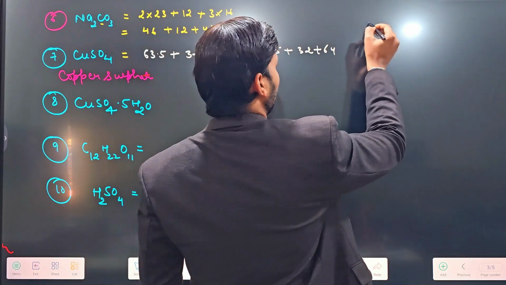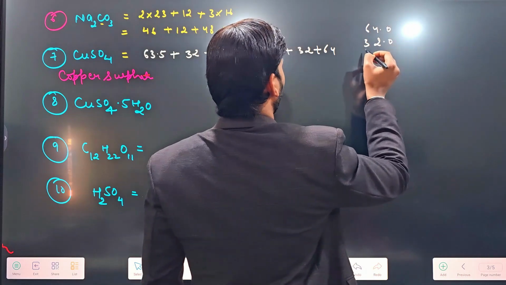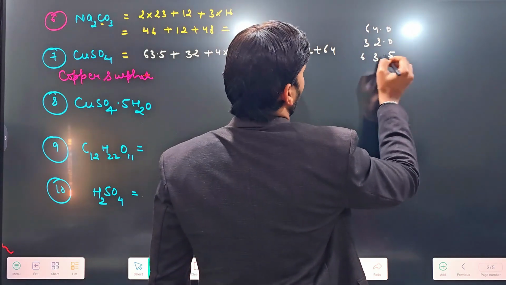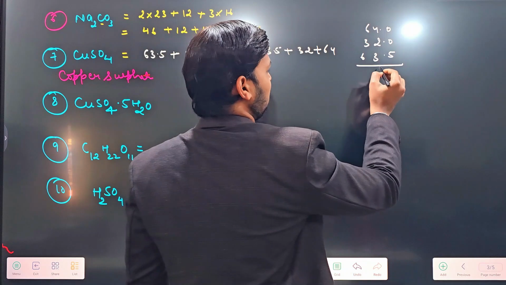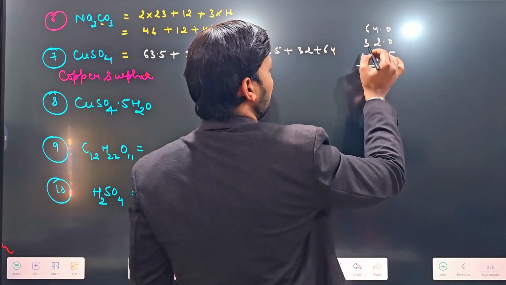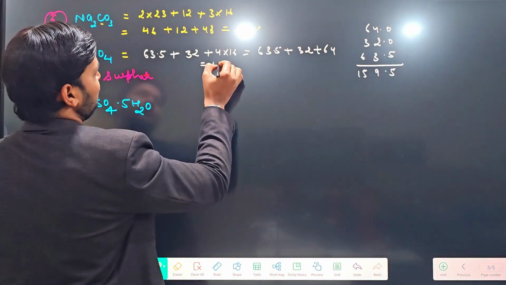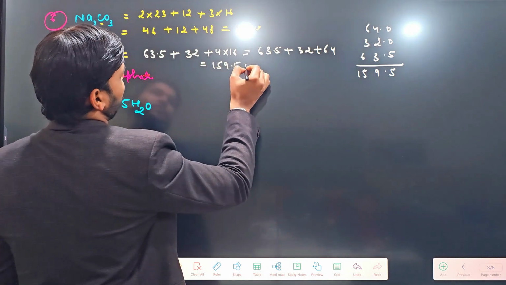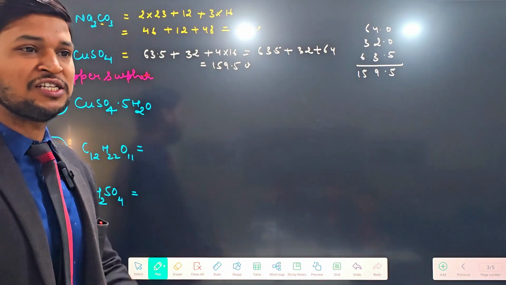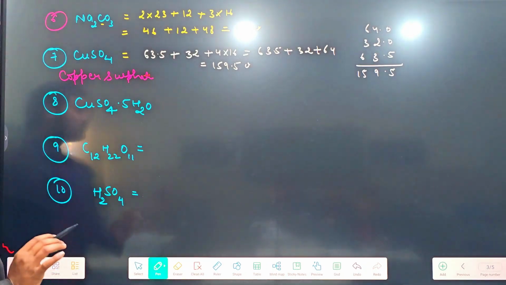Let's do this addition here. 64.0, 32.0, and then 63.5. 4 plus 2 is 6, 6 and 3 is 9, 5 here as it is: 159.5. So its atomic mass will be 159.5 U. Remember, it's the unified mass, that unit needs to be written. Clear? Can we go for the next one?